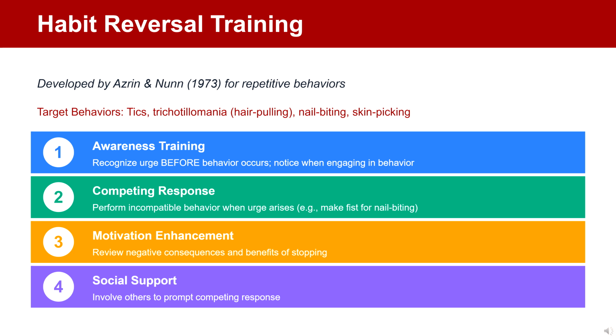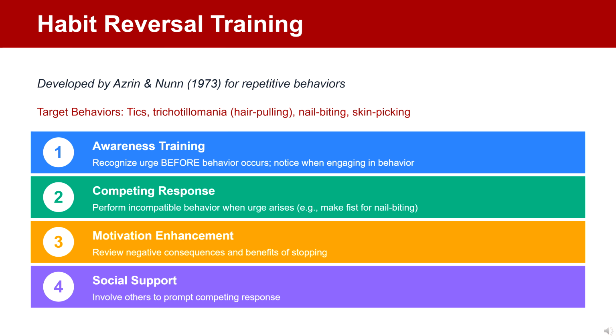Habit reversal training, developed by Azrin and Nunn in 1973, treats repetitive behaviors like tics, hair pulling, nail biting, and skin picking. It has 4 components. Awareness training teaches the person to recognize the urge before the behavior occurs and to notice when they are engaging in the behavior, as it's often automatic.